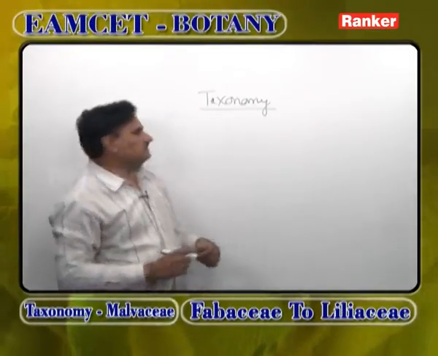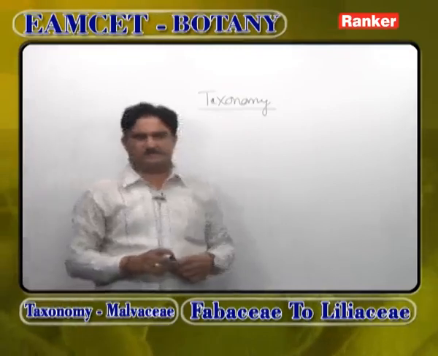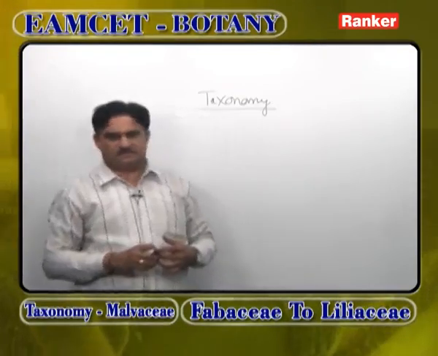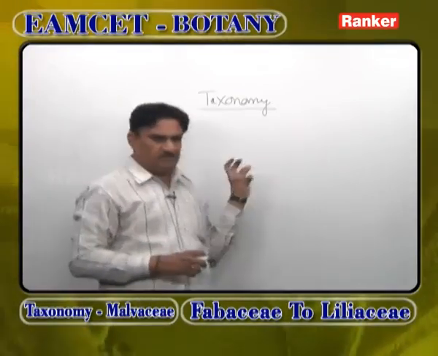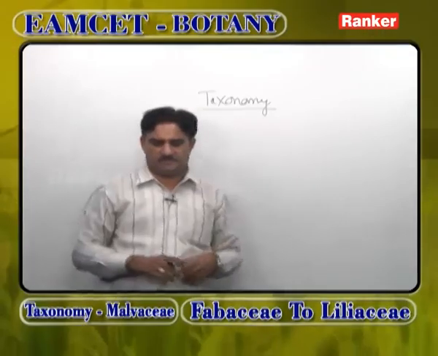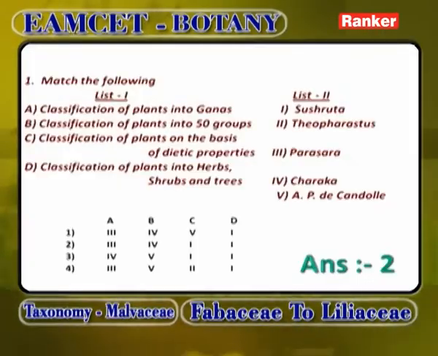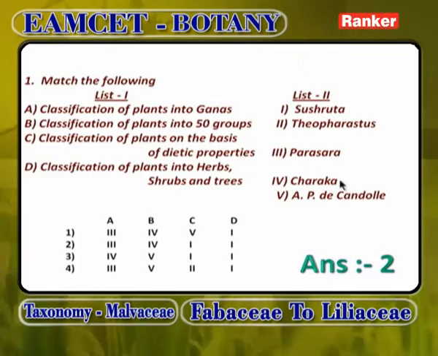Now we discuss some important questions in taxonomy, some 80 questions, and when the questions come, we will explain the concept also. First question, match the following: classification of plants into genus, classification of plants into 50 groups, classification of plants on the basis of dietic properties, classification of plants into herbs, shrubs and trees. List 2 is Sushruta, Theophrastus, Parashara, Charaka, A.P. de Candolle. Answer is 2.